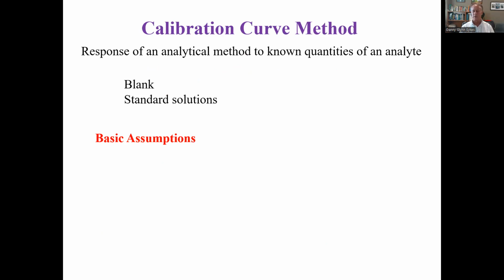So in this, remember, we're going to make a blank solution that contains no analyte, so we can get some baseline reading in our instrument. And we're going to subtract that value from every other value that we measure. And then we're going to make a series of standard solutions that contain the analyte or analytes of interest and put them in the instrument and essentially measure the response relative to the concentration.